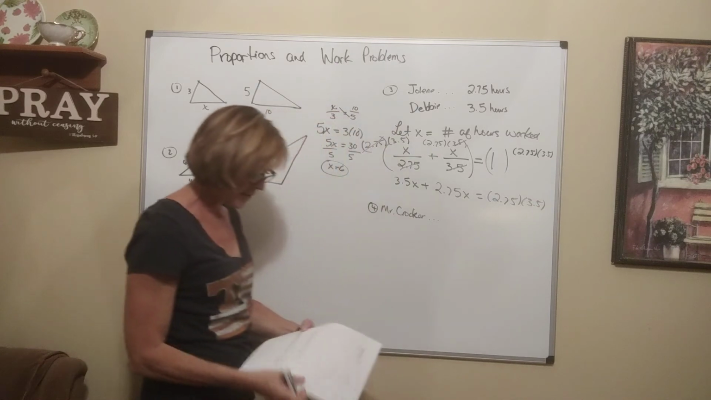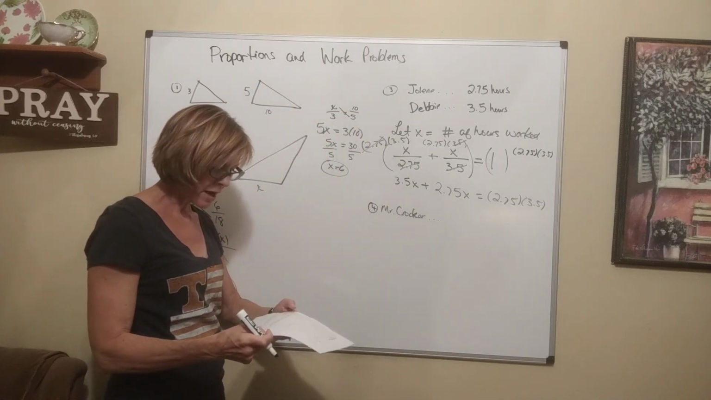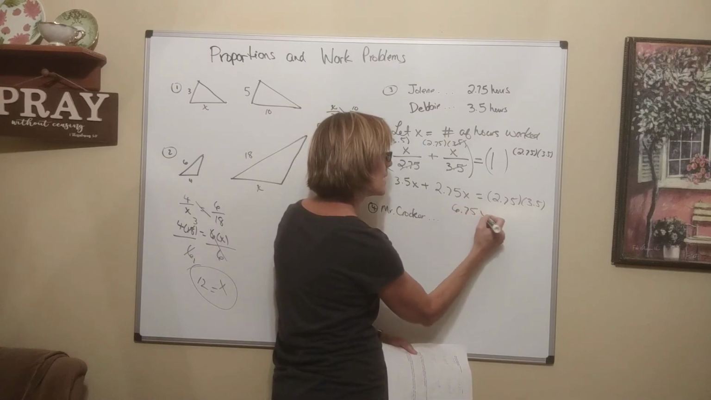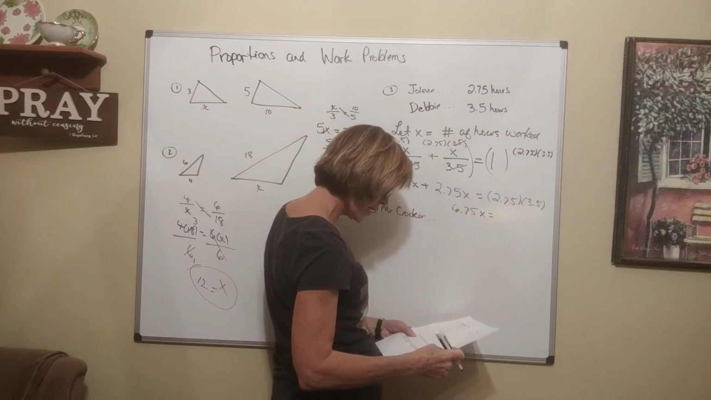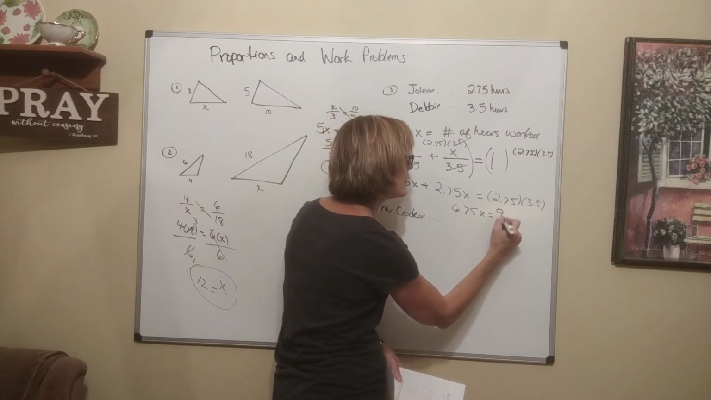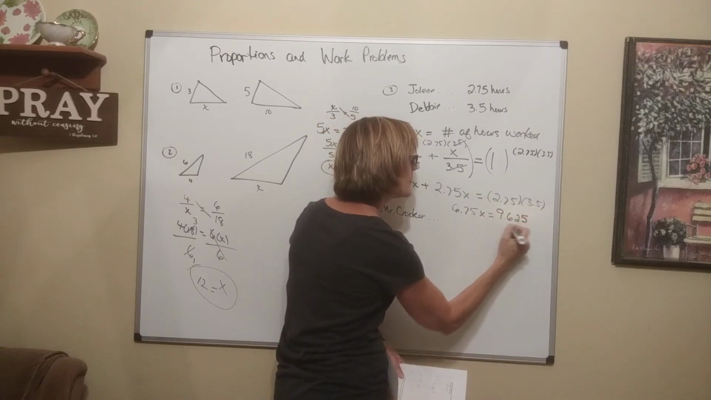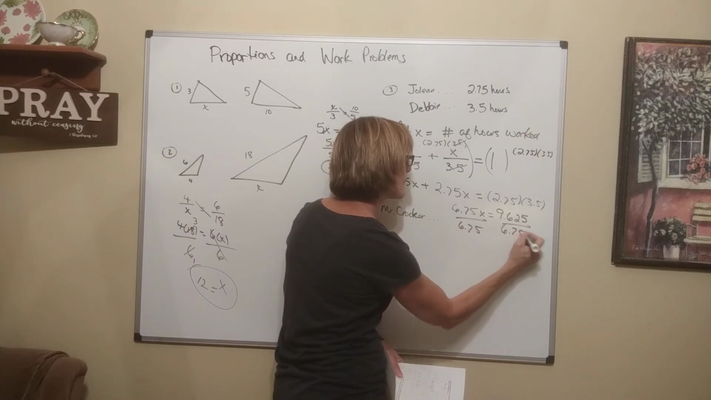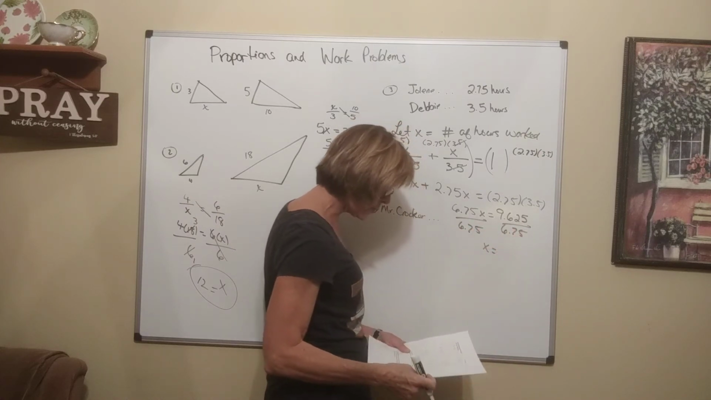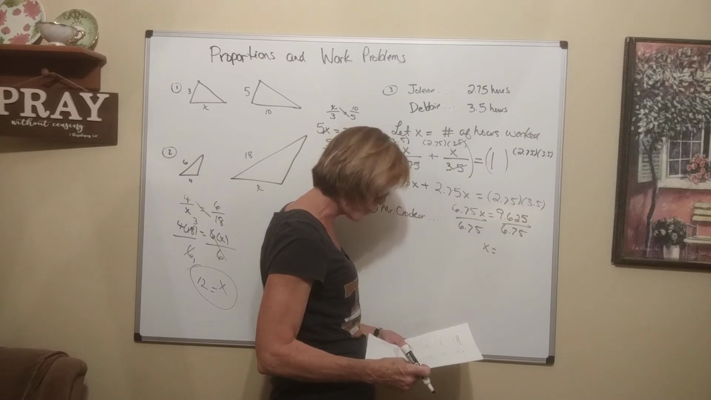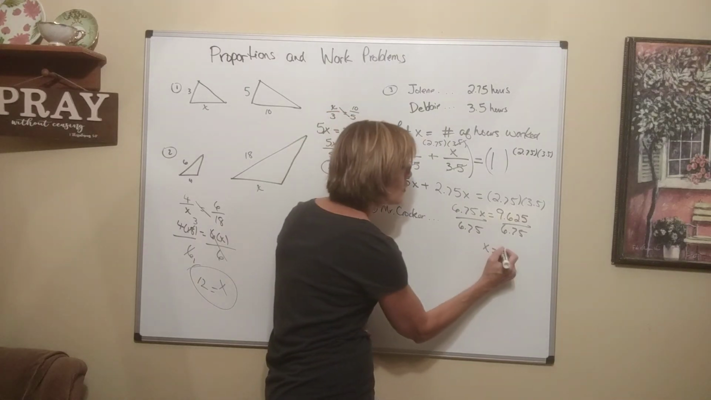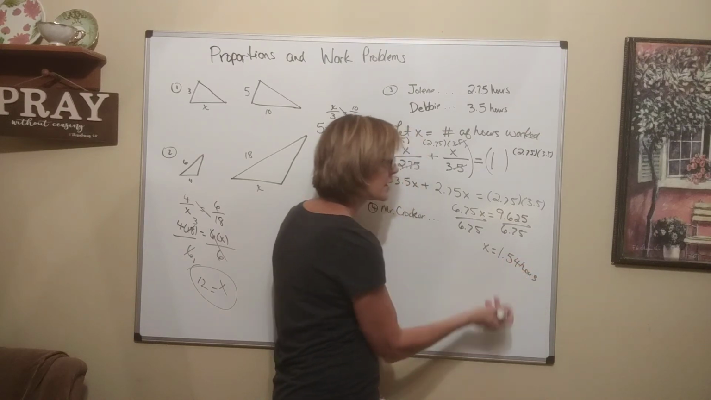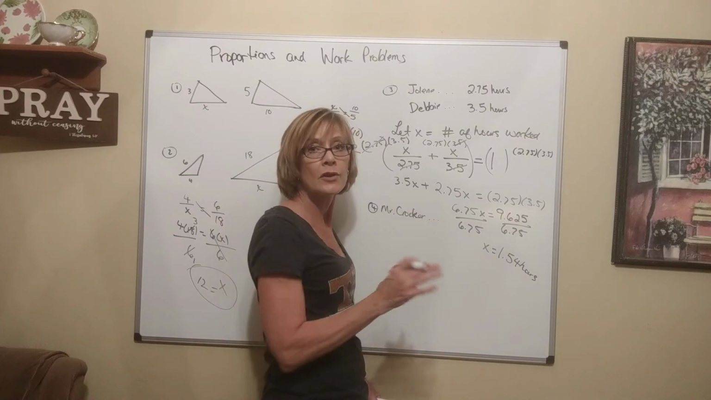Okay, I can add those numbers together, and I will get 6.75 times X is equal to 9.625. And to solve for X, I'm going to divide both sides by 6.75. And I'll get that X is equal to 1.54. It takes 1.54 hours if they are working together. So a little over an hour and a half if they're working together.